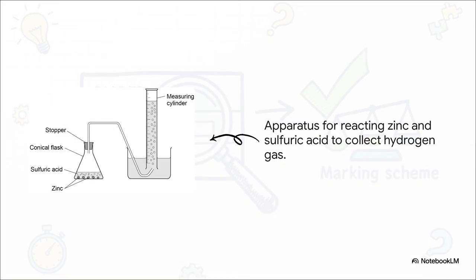So here's our setup. This should look pretty familiar. It's a classic school lab experiment. We've got some zinc reacting with sulfuric acid and it's bubbling away, producing hydrogen gas, which we're collecting. The entire exam question we're about to deconstruct is based on this one reaction.